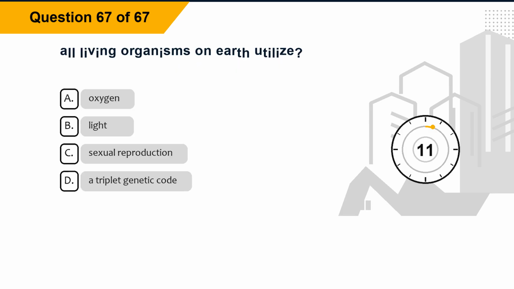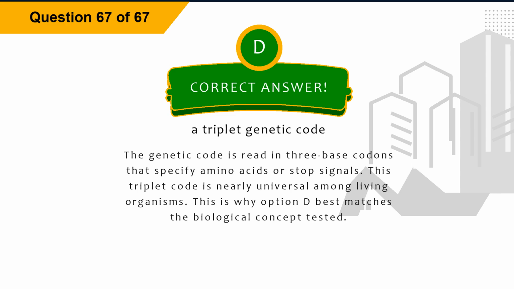Question 67. All living organisms on Earth utilize? Option A, oxygen. Option B, light. Option C, sexual reproduction. Option D, a triplet genetic code. The correct answer is option D, a triplet genetic code. Explanation: the genetic code is read in 3 base codons that specify amino acids or stop signals. This triplet code is nearly universal among living organisms. This is why option D best matches the biological concept tested.